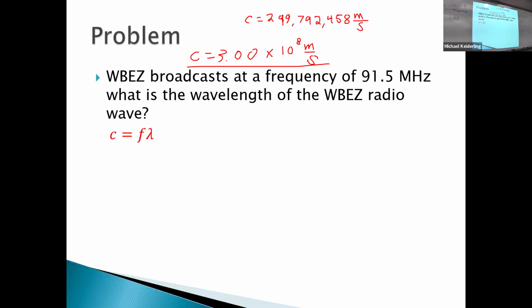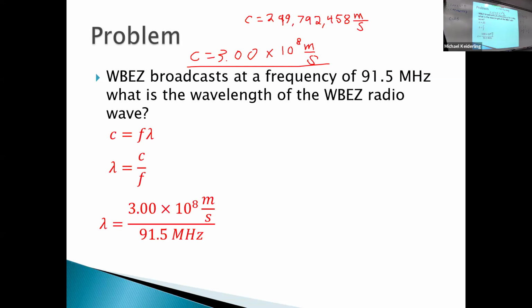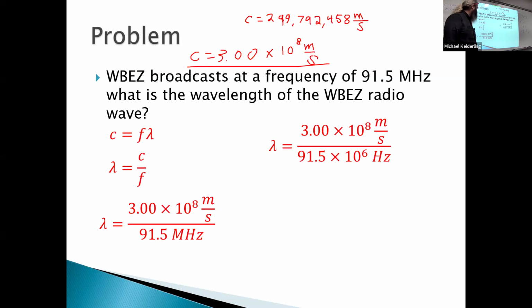So speed of light is frequency times wavelength. Wavelength is speed of light over frequency. So 3 times 10 to the 8th meters per second divided by 91.5 megahertz is 3 times 10 to the 8th meters per second over 91.5 times 10 to the 6 hertz, because mega is 10 to the 6. And that comes out to 3.28 meters.